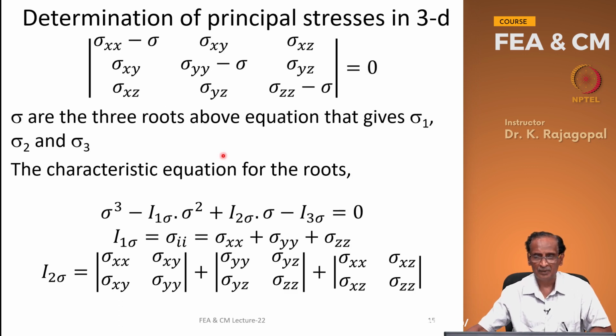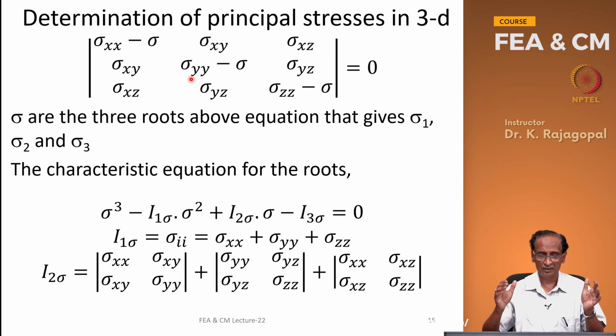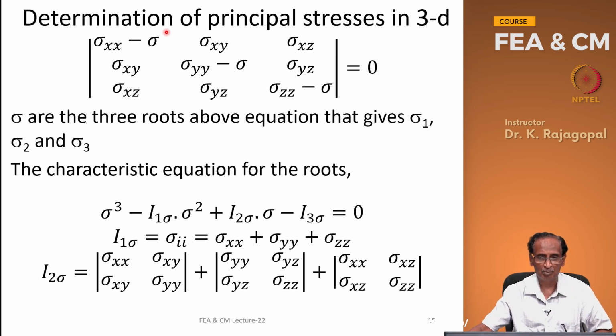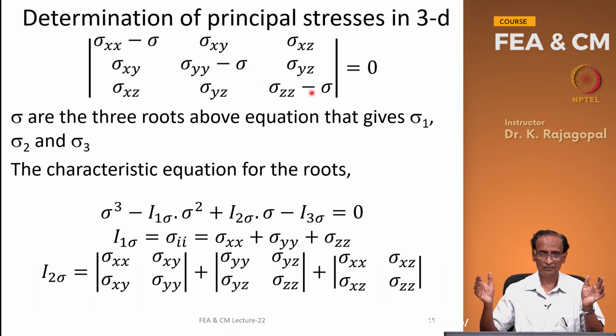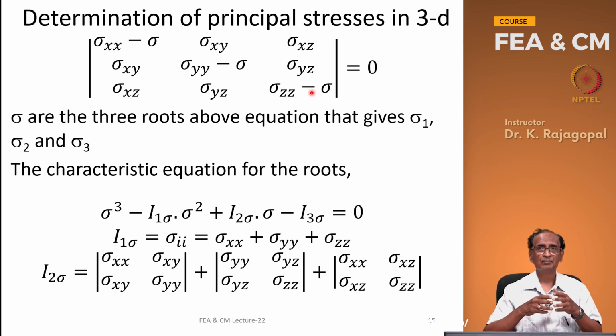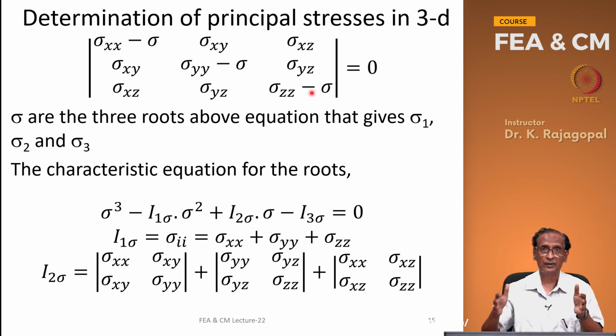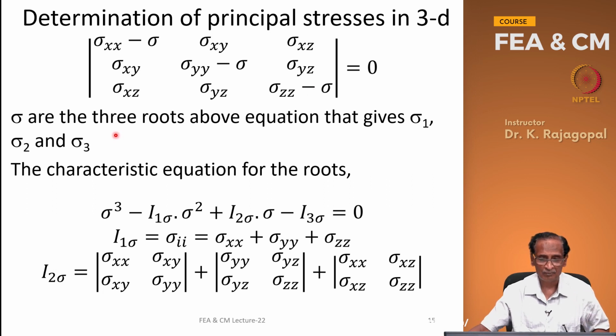Now let us see the 3-dimensional stress state and how to determine the 3 principal stresses. We can set up the same equation. The determinant of this matrix is 0: sigma xx minus sigma, sigma yy minus sigma, sigma zz minus sigma. This procedure is the same as how we find the eigenvalues in dynamics. So, the sigma are the 3 roots of the above equation that give sigma 1, sigma 2 and sigma 3, and we can expand and write a characteristic equation like this.